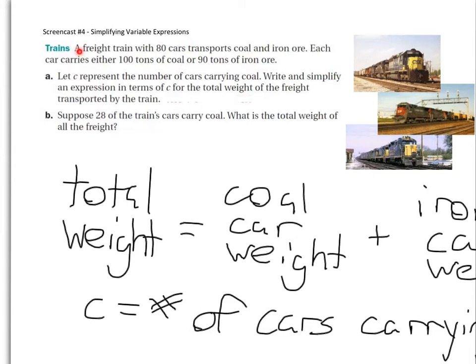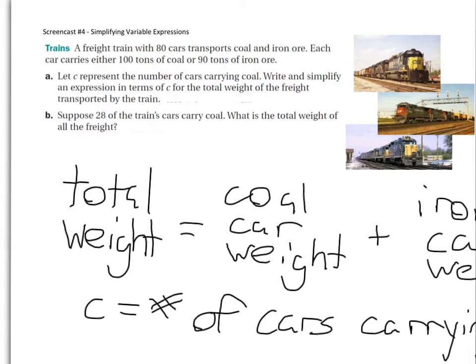Here goes. A freight train with 80 cars transports coal and iron ore. Each car carries either 100 tons of coal or 90 tons of iron ore. That's good to know. So we have two types of cars, one carrying coal, another carrying iron ore. We have parts A and B.